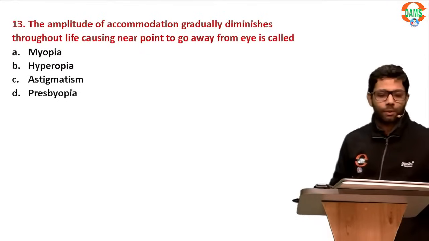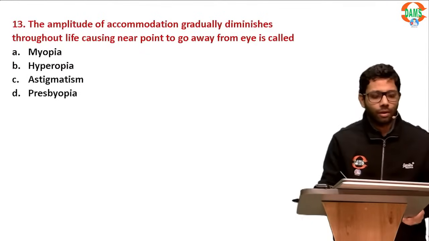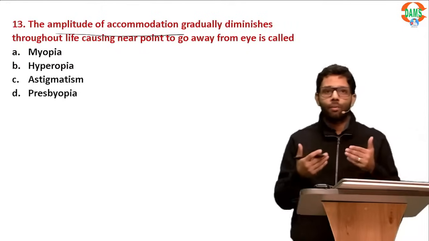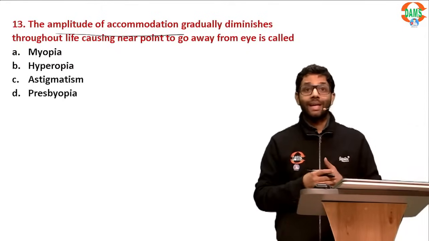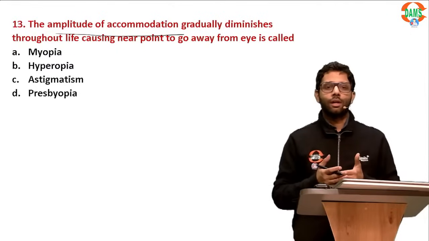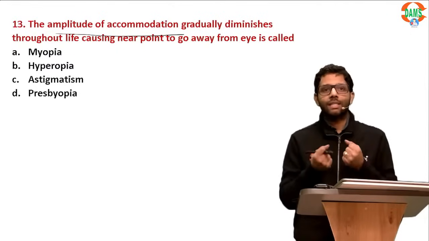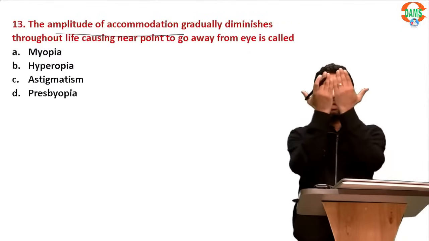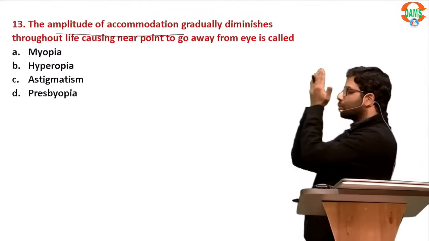Now, one optics topic: the amplitude of accommodation. Accommodation means you have to accommodate to see near objects. And the lens is very important to accommodate in the eyes. The lens converging power increases. The lens is very pliable in a child, so a child has very high accommodation. That's why the near point is very close in a child. He can read his book very close to the eyes.